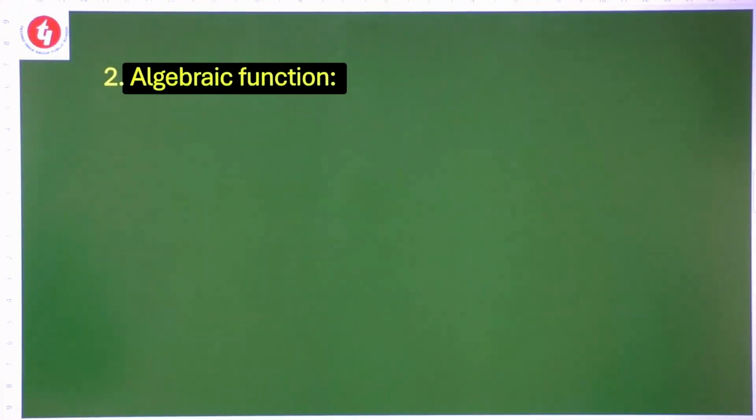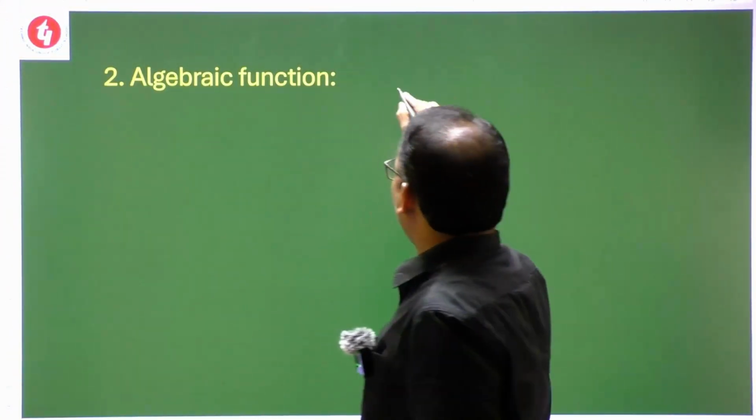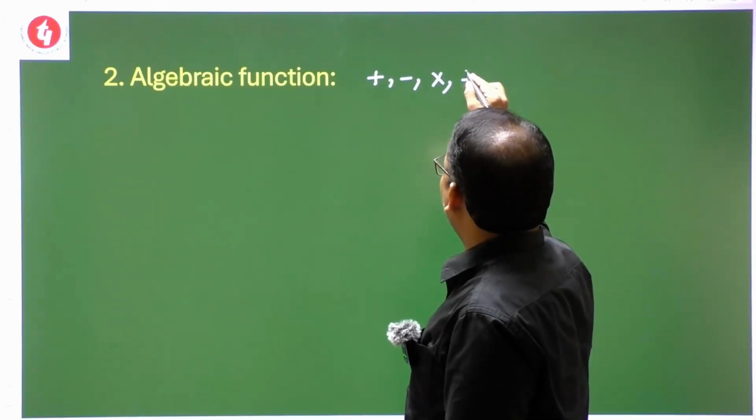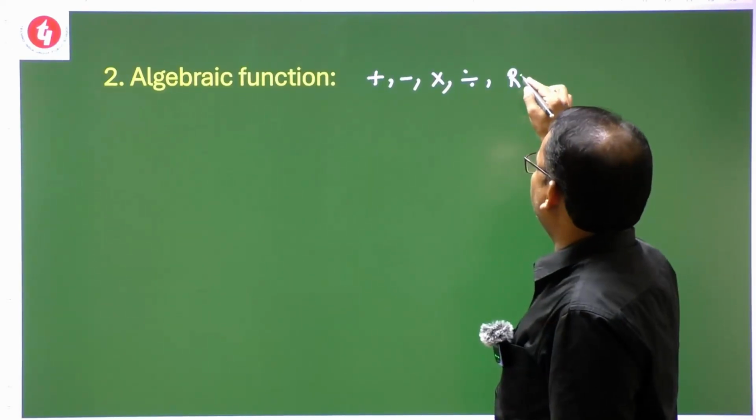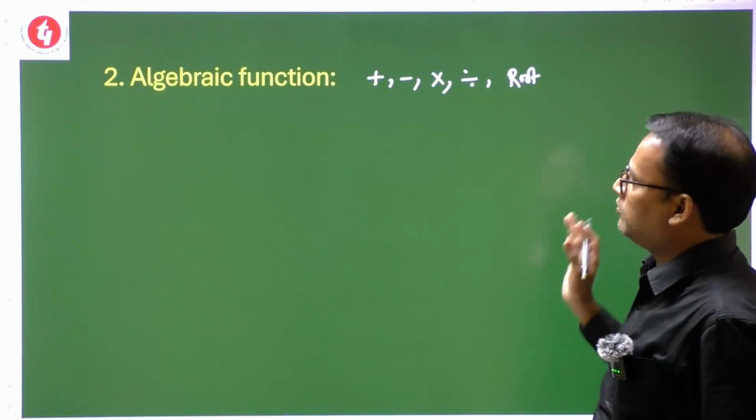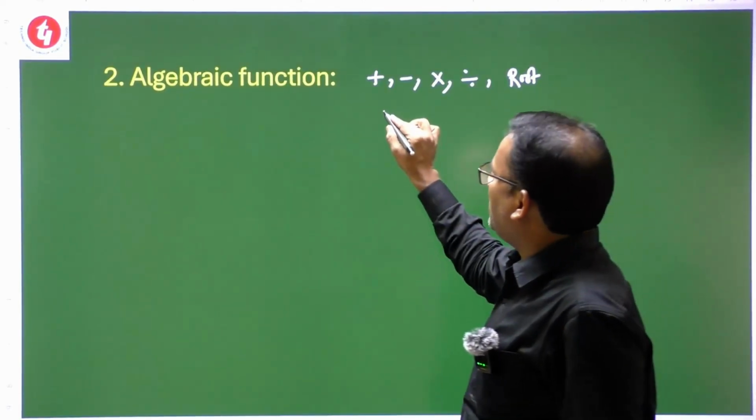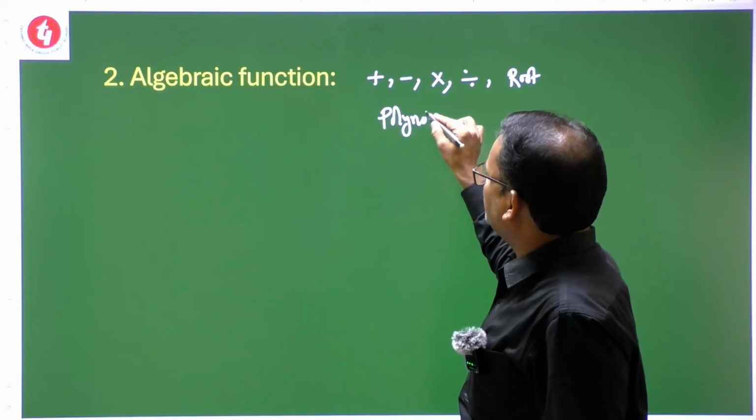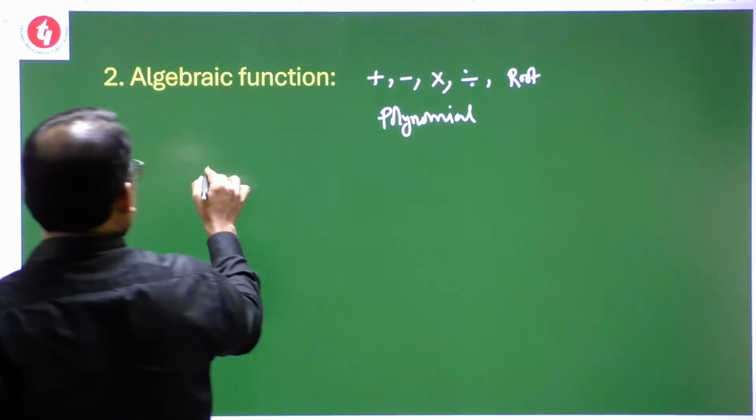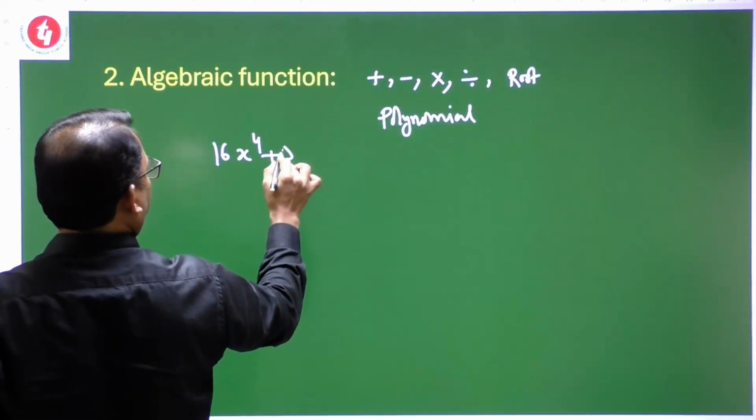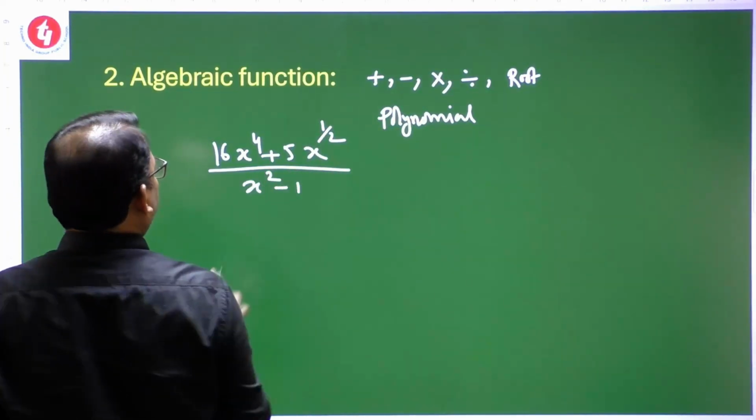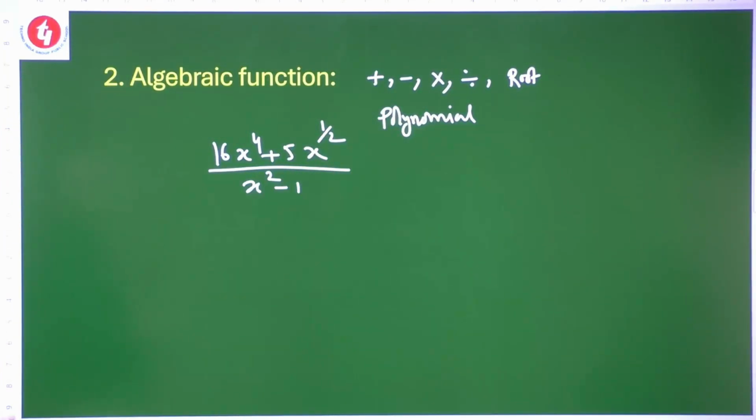Coming to the algebraic function. Now we have these operations: plus, minus, multiplication, division, and root. Any root, cube root, fourth root, even root, odd root, whatever you apply, if you apply it on a polynomial, then whatever you get is an algebraic function. For example, 16x to the power 4 plus 5x, divided by, or say half, and here I am taking the root of x squared minus 1.